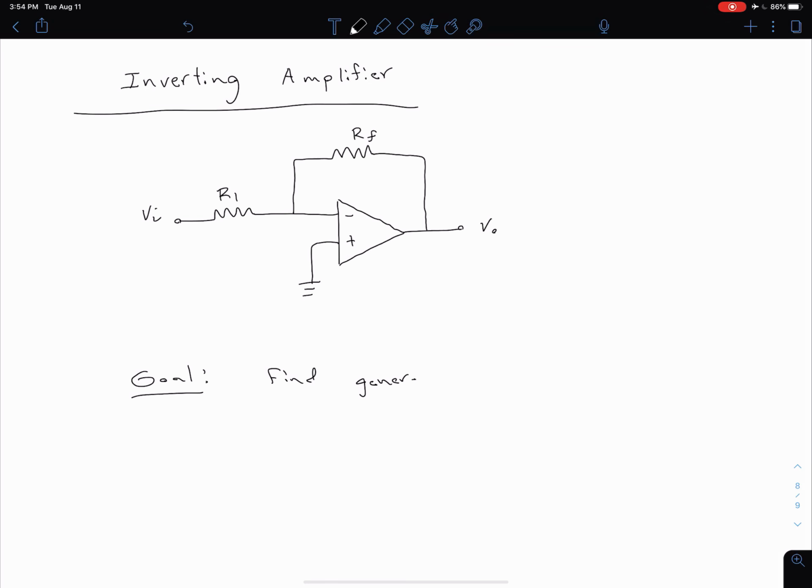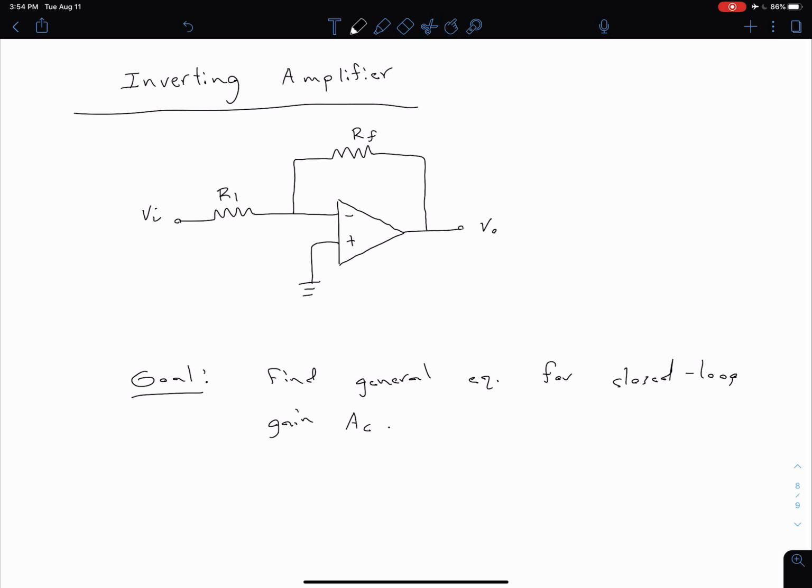So our goal here is to find a general equation for our closed loop gain. And remember, our closed loop gain is A sub C. The reason we might want to do this is instead of having to do this analysis each time, we can say, oh, this is this configuration. Let me go to my equations.